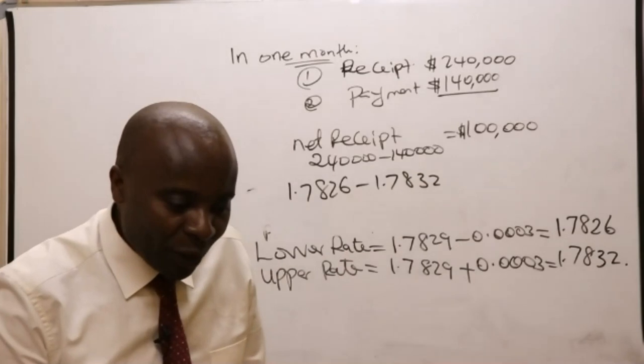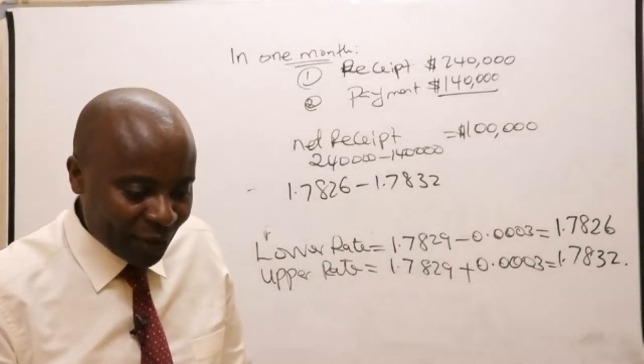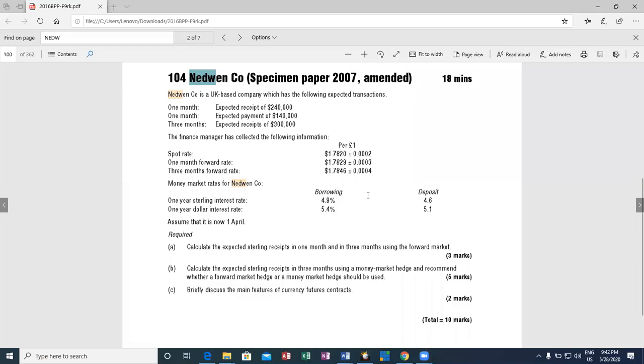What currency are we looking at there? If I could go back to that screen. The currency of this exchange rate, ladies and gentlemen, they have told us up there: the finance manager has collected the following information. You can see the spot. So they have given us the dollars per pound. Dollars per pound.